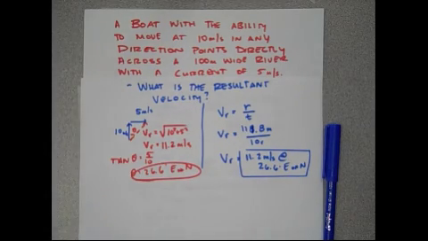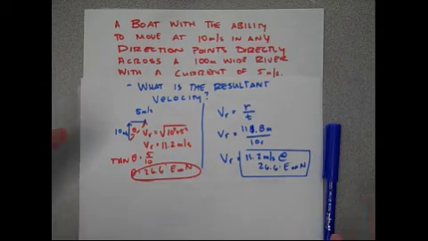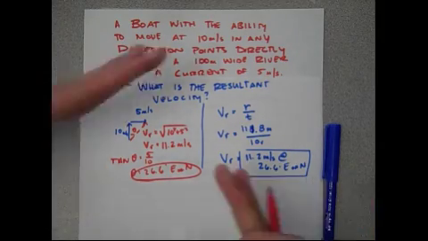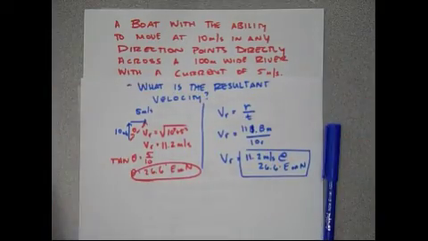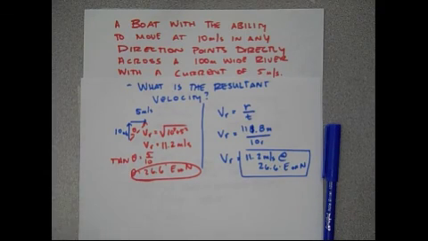We have two different things. What happened is that the river added to the velocity of the boat, but because they were at 90 degrees to each other, it added to it vectorially. So we had to find that hypotenuse, but it works out the same all the way through.